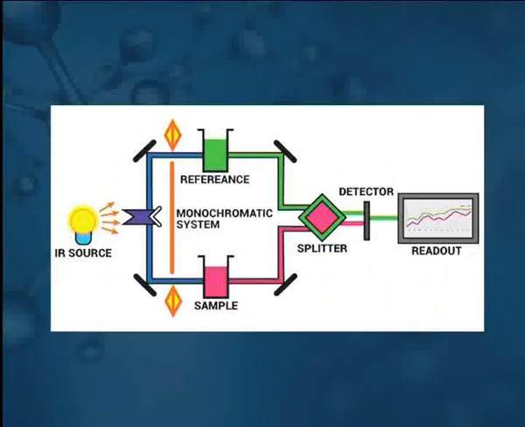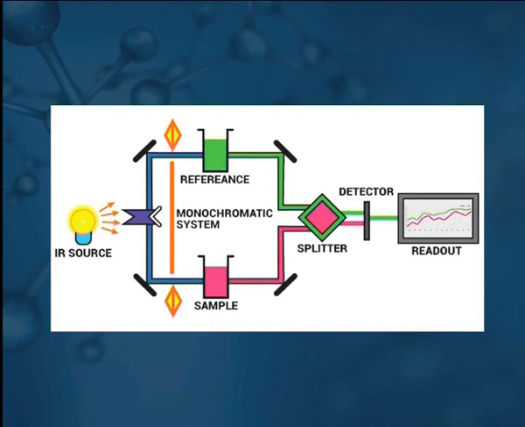Here on the screen we are seeing an analytical diagram, where we are using the IR source. The light passes from the mirrors and then it passes through the reference and the sample. We are using monochromatic light, so we use the monochromator to pass the light on the sample and the reference. After that we use a splitter, and then we have the detector. The detector will detect the light.